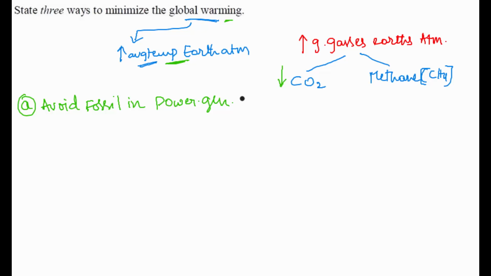So what are these fossil fuels? Fossil fuels are nothing but petrol, diesel, coal, etc. So avoiding use of these fossil fuels in power generating companies will reduce greenhouse gases in the atmosphere by a percentage of 21.3%, which is huge. So if we reduce greenhouse gases in the atmosphere by 21.3%, it will reduce global warming to a great extent. Now, in place of fossil fuels, what can we use?